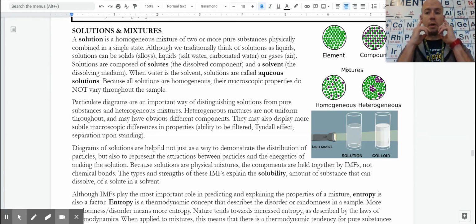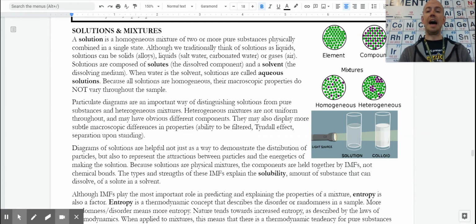Most of the time we kind of picture and use water as our solvent, and when that happens, we have aqueous solutions, but it's possible to have solutions of all different types, non-polar solvents, gaseous solvents. We're just mixing things that are different in terms of their attractions and properties.